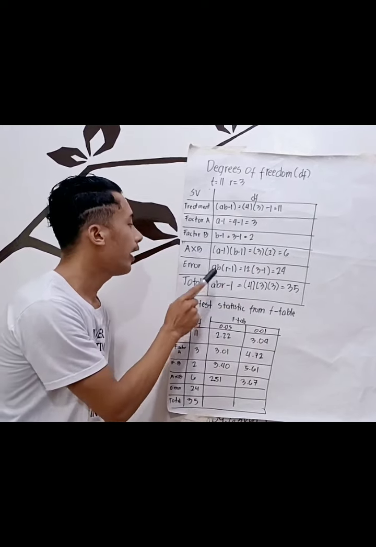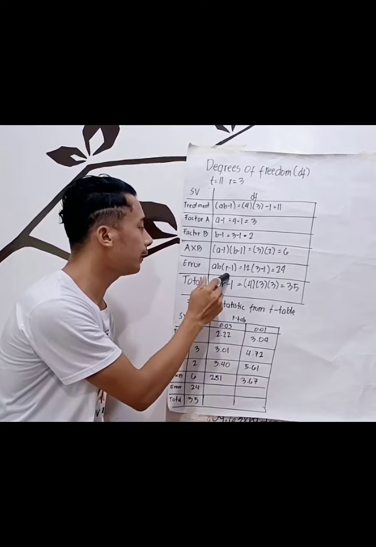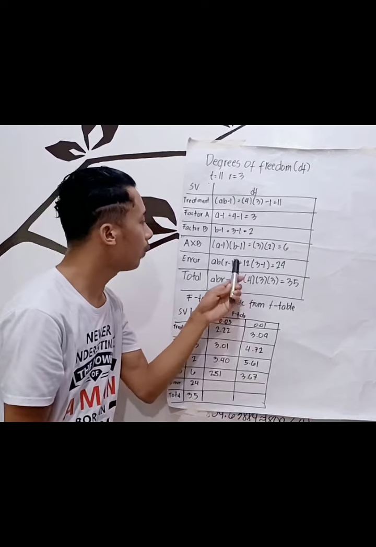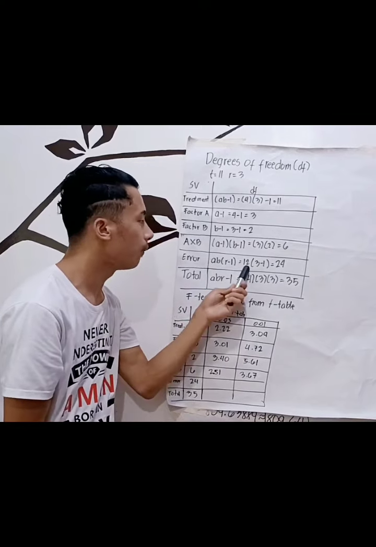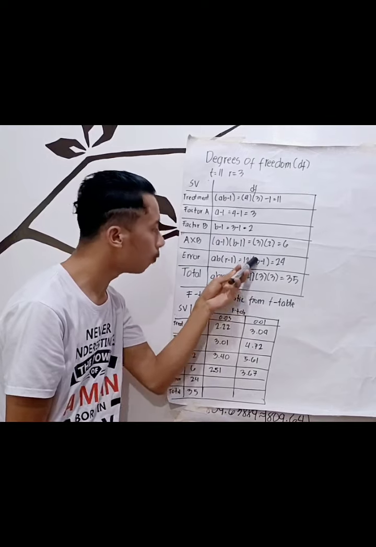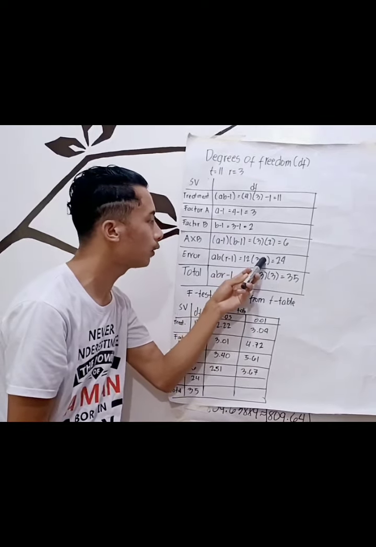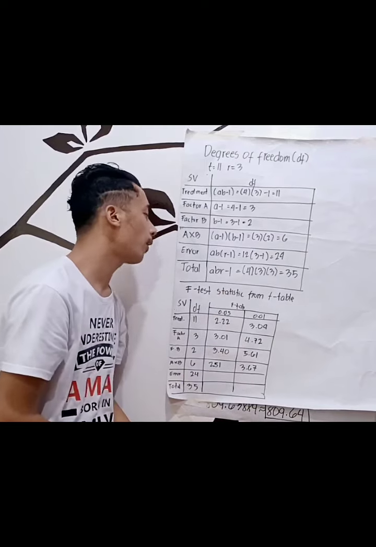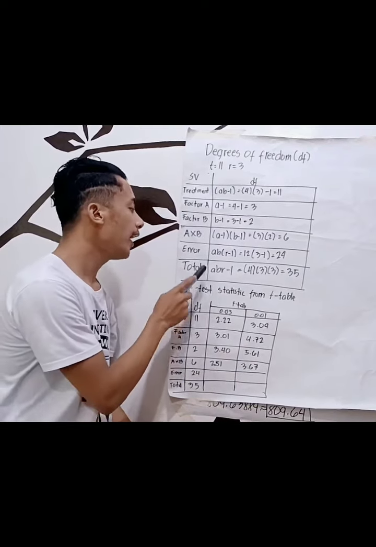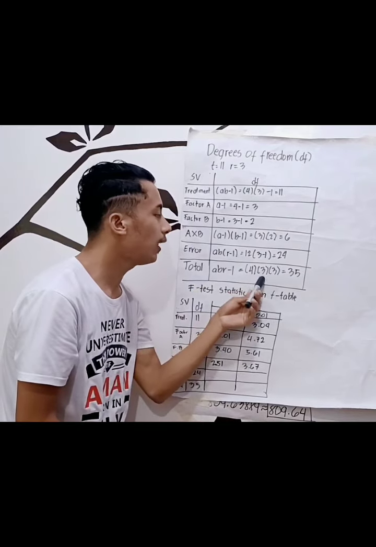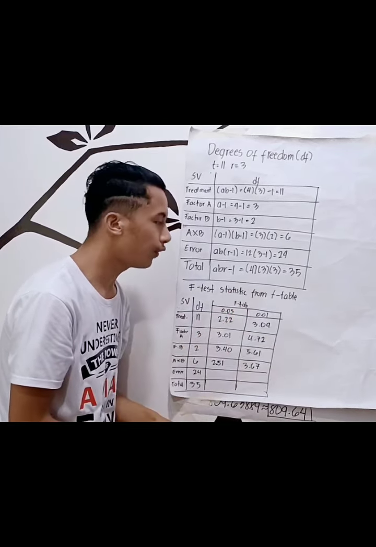Our error, AB(R minus 1): AB is 12 and R is 3, so 12 times (3 minus 1) equals 24. Our total, ABR minus 1, equals 4 times 3 times 3 minus 1, which is 35.